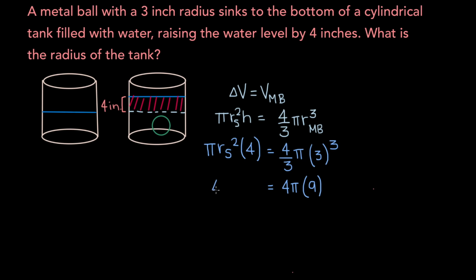And this is equal to 4 pi times the radius of the shaded region squared. We can cancel out the 4 pi terms on both sides, and we're left with r sub s squared equals 9. To solve, we just take the square root of both sides, and we get the radius of the shaded region is equal to the square root of 9, or 3. We know the radius of the shaded region must be the same as the radius of the tank, so 3 inches is our final answer.